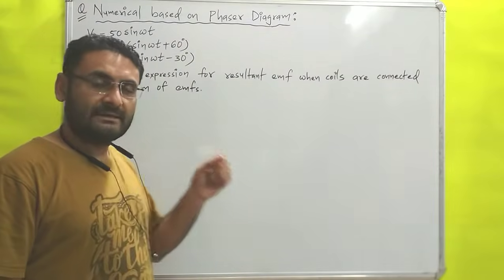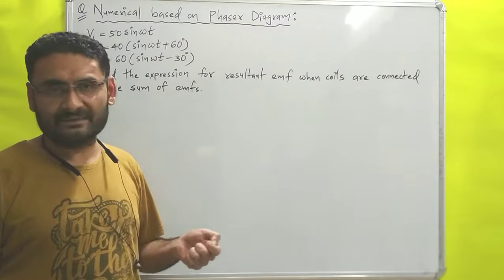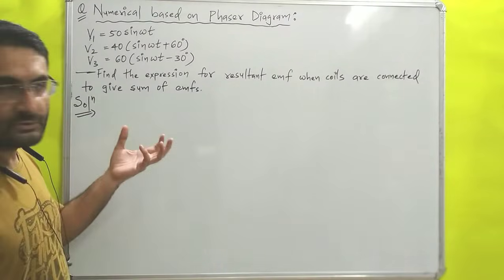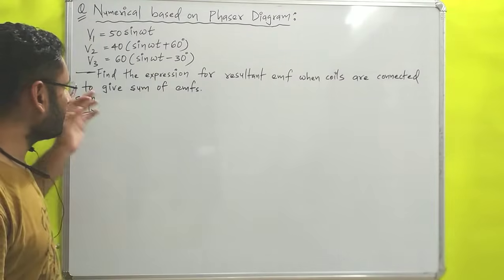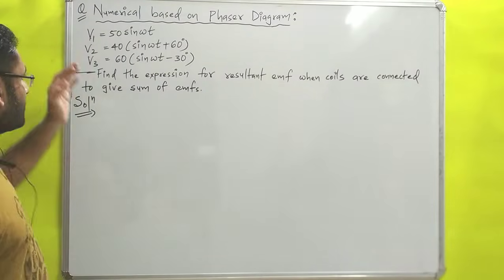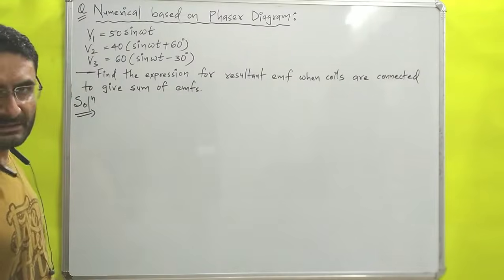Okay, so in the previous video we discussed each and everything regarding the phasor diagram. Here, by using the previous things, we will solve this numerical. So first of all, what is the numerical? Three potentials or three voltages are given, whose equations are these.